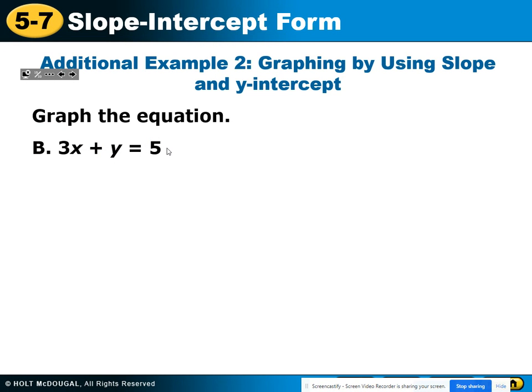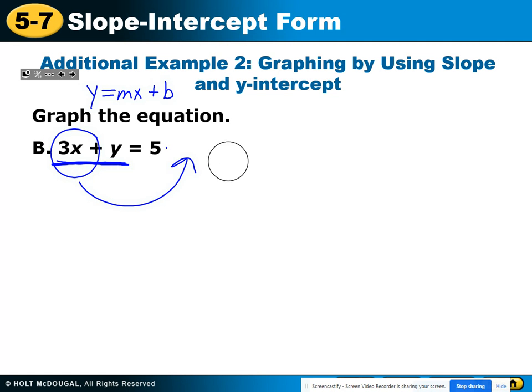Now, here's the problem. They weren't nice to us. They didn't give us y equals mx plus b. They put y and x on the same side. Now, Emma, I'm going to ask you this question, or Evan, I'm going to ask you this question. Is there something I could do so I could move this over to here? Is there anything you can think of? Inverse operations or anything at all?